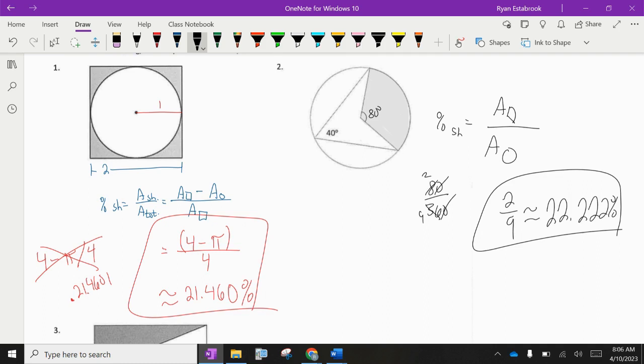So sometimes I don't want to overcomplicate it. I don't want to make it any harder than I need to. In this case, it's 2/9.